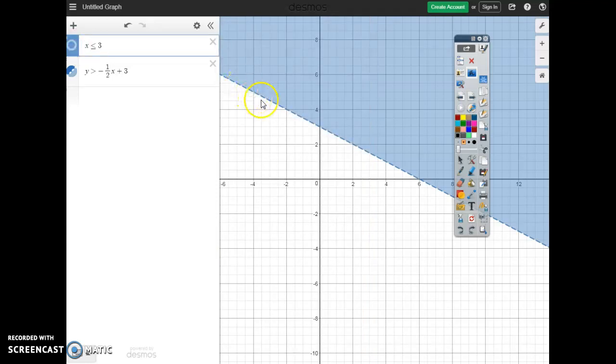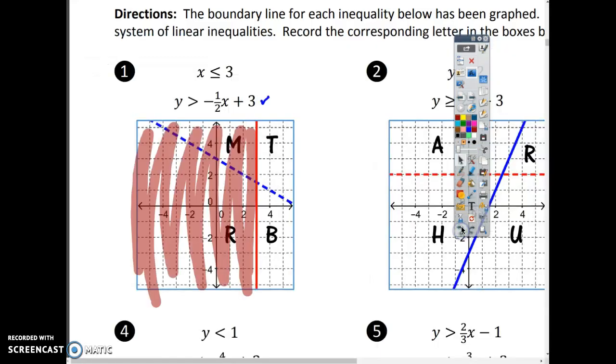So you see how my line was a dashed line? Look at the one on your paper and see which way are you shading. Are you shading above or are you shading below? Remember, yours is different than mine, so make sure that you put it in your calculator and that it does what you want it to do. So I'm going to go back to my paper. And now with a different color, I'm shading everything above this line.